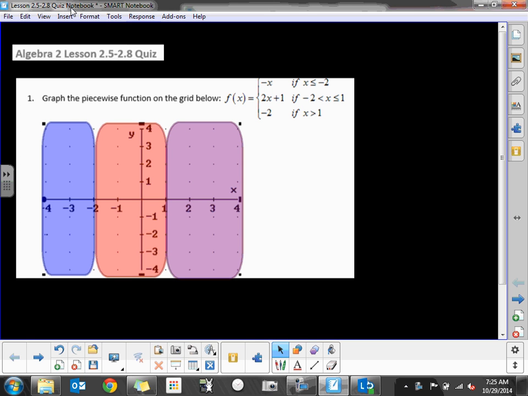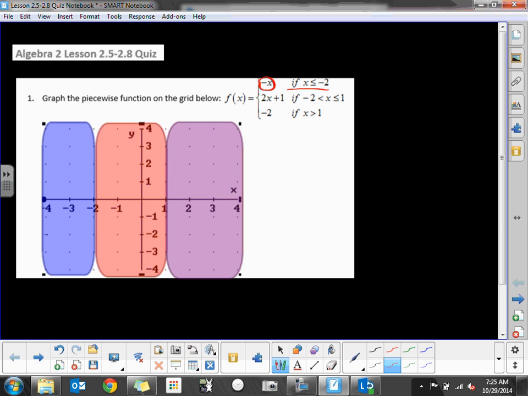Question number 1 is reviewing how to graph a piecewise function. Now, for every function, there's an input, and it gives you an output. The inputs that we're going to use are the values of x. X is typically, in this case, also represent inputs. So we have inputs that are less than or equal to -2, and our output will be -x if we use those input values.